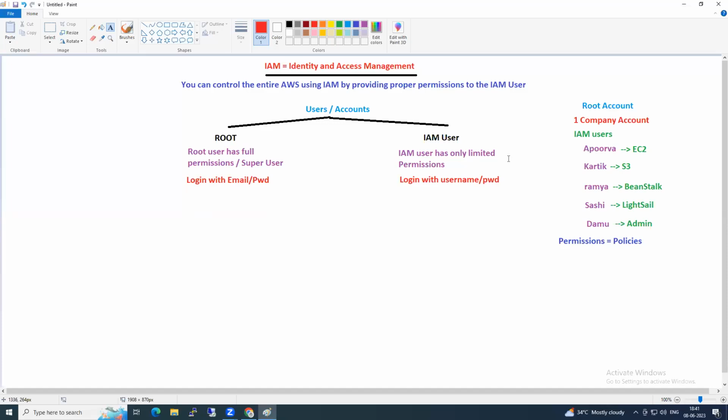Okay. So the person who provides the credit card or debit card details is a root user or an IAM user? Root user only. Correct? That's how you identify the root user.